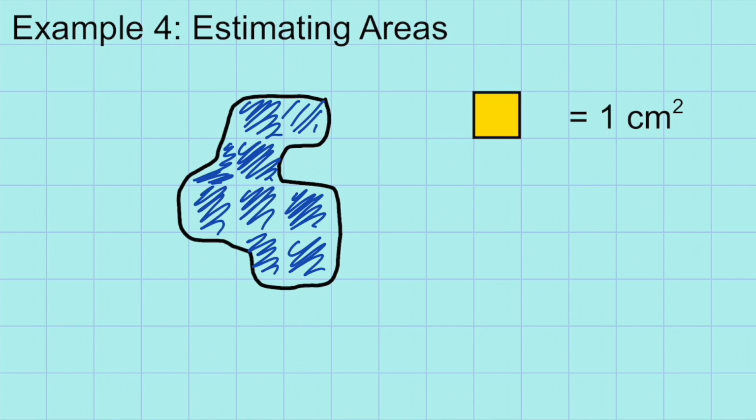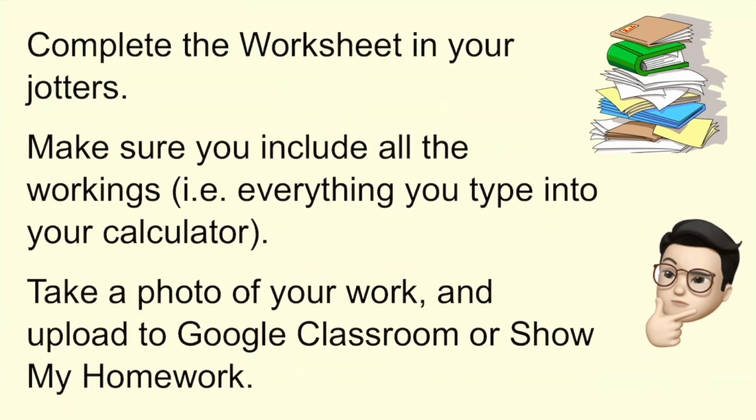So let's count up how many squares I've coloured in. That's 1, 2, 3, 4, 5, 6, 7, 8, 9. So I'm going to say the area is roughly equal to, notice how I've got these squiggly lines, not straight lines, squiggly lines, is roughly equal to 9 squared centimetres. Well done for following that lesson.